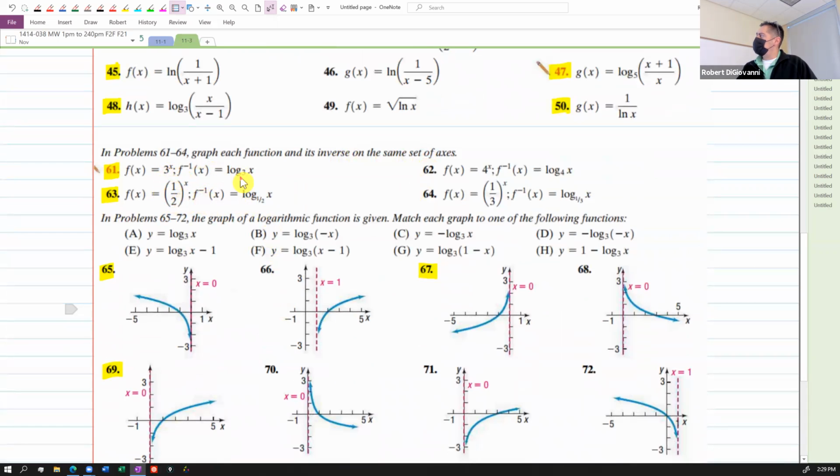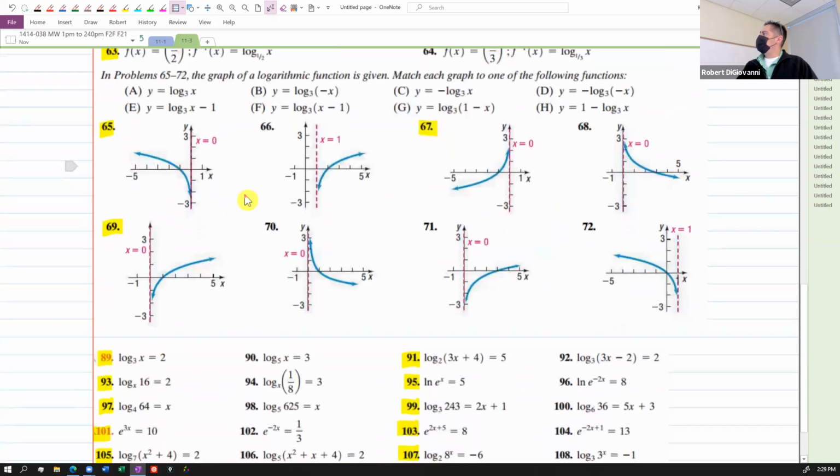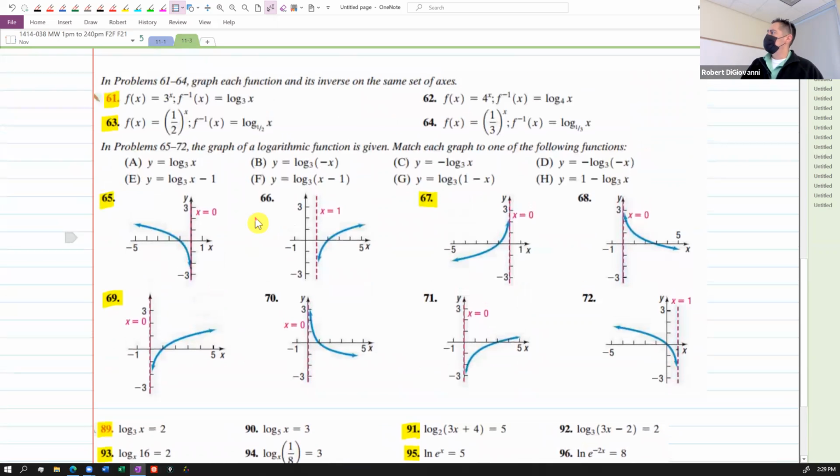See how this goes. Now, 65, 67, and 69, I didn't talk about, but I figured you might be able to figure this out because all this section is about is transformations. Once you know what a log is and what it looks like, these involve just shifting left, right, up, down, and reflections. See if you can match 65 to which function it would be.